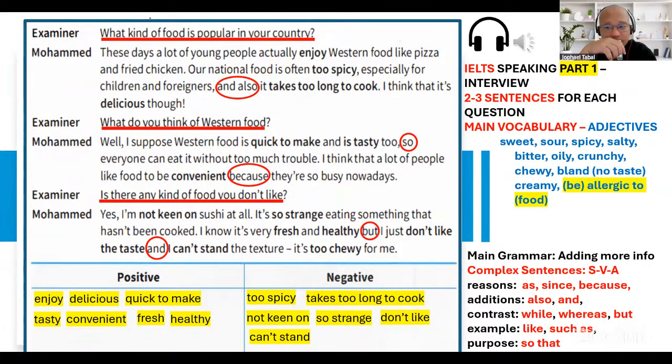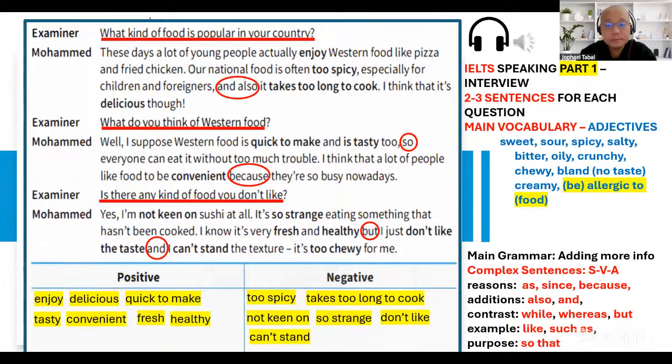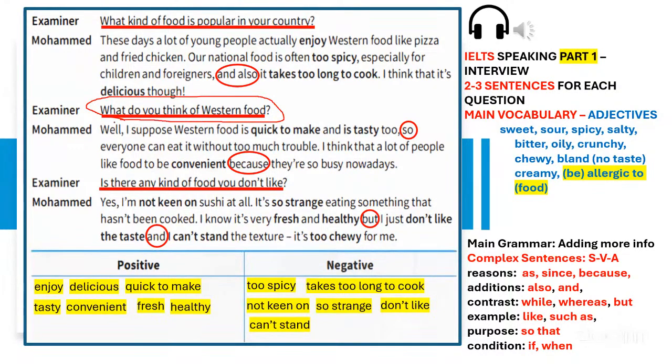What do you think of Western food? I think... Sorry. Second question, yes. You finished with the second and third question. This is the second question again. I think I really enjoy it because it is crispy on the outside and soft inside.